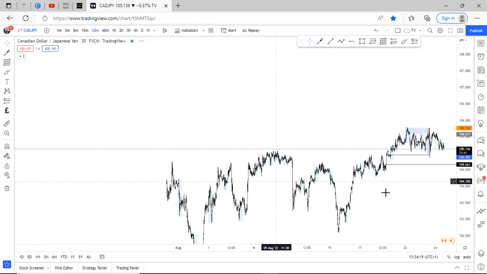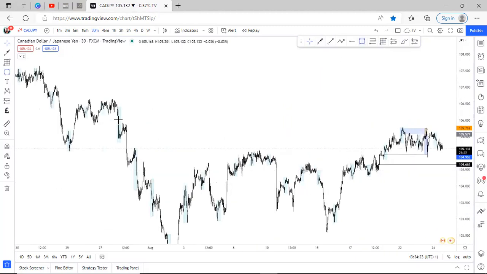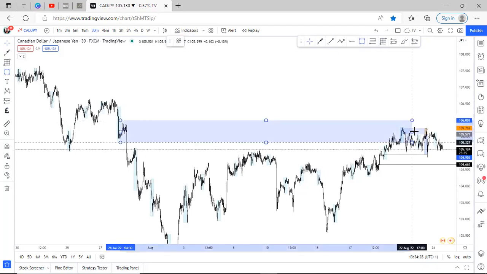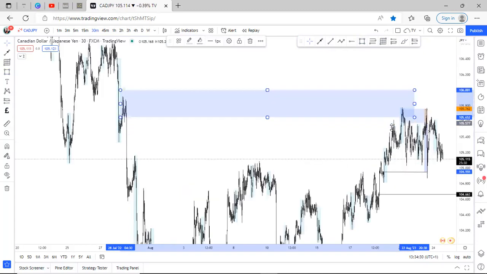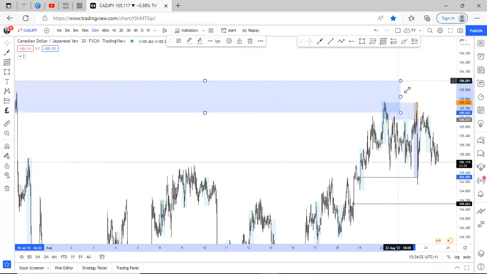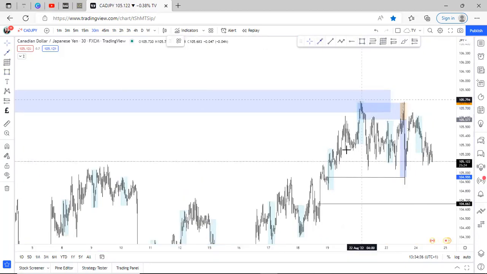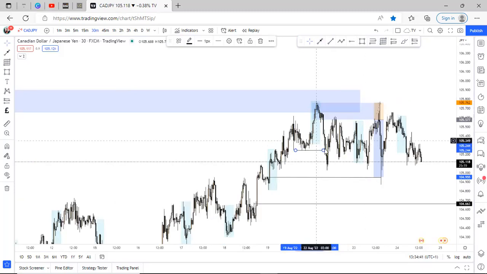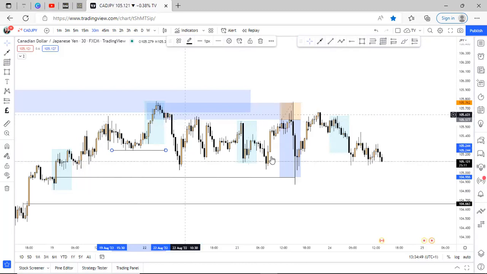Looking at the structure of CADJPY, we can see that presently price is reacting from the supply zone from the higher time frame. Once price hit this supply zone, we had a break of structure, and we had the Asian range low being taken out. Price returned back into the supply level that caused this break of structure, and we had entries right there.